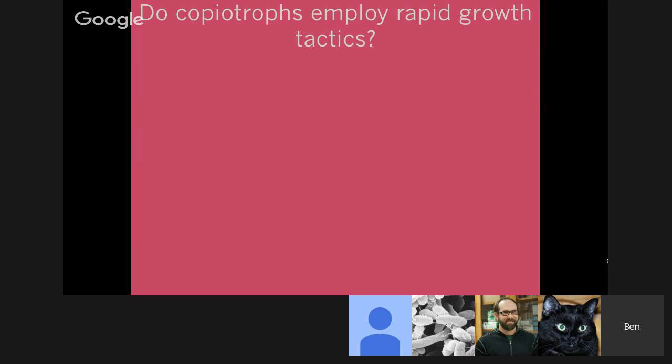So to get at this question, the first thing we want to ask is, do copiotrophs employ rapid growth tactics? And there's a great deal of evidence that link copiotrophs to rapid growth, and I'll try to summarize some of that historical evidence quickly for you today.